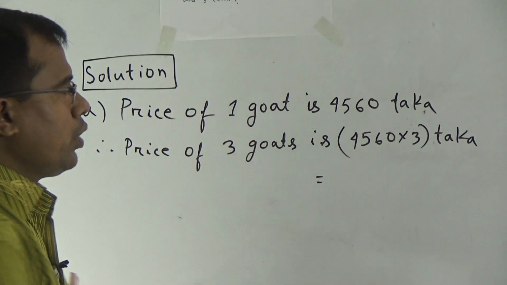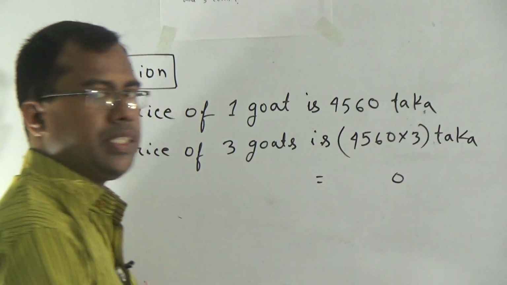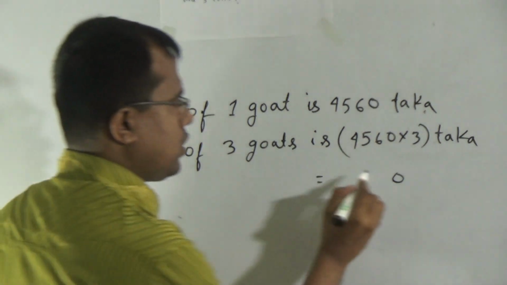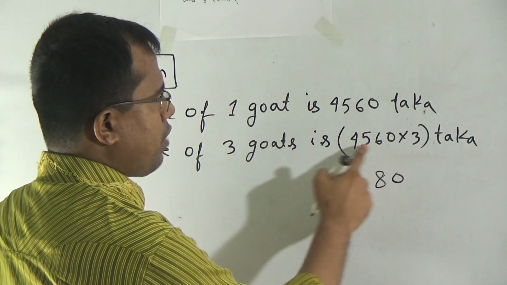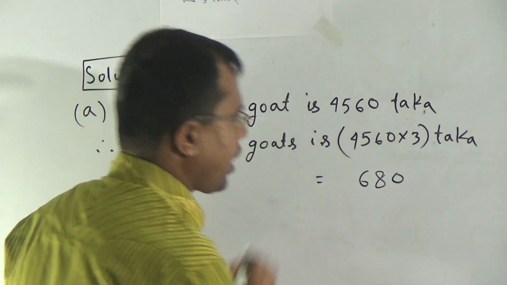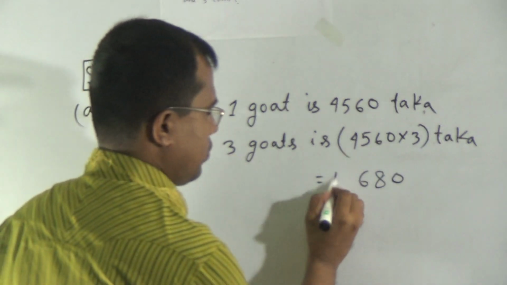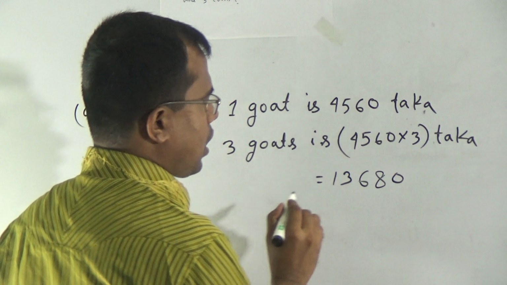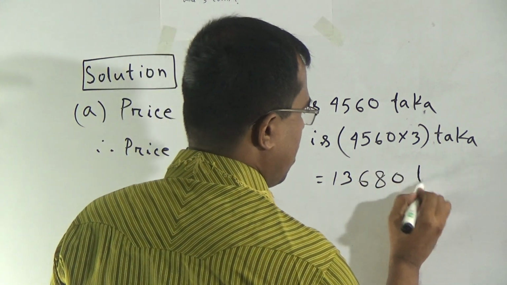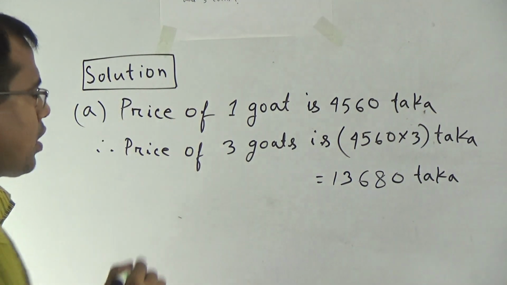Now, 3 zeros are 0, 3 sixes are 18. From 18 we will write 8, carrying 1. 3 fives are 15, 15 plus 1 equals 16. From 16 we will write 6, carrying 1. 3 fours are 12, 12 plus 1 equals 13. That means 13,680 taka. And the answer will be 13,680 taka.